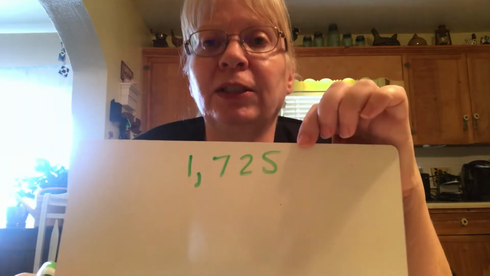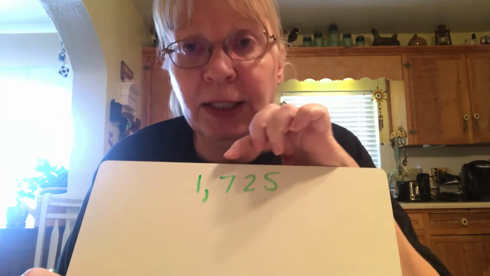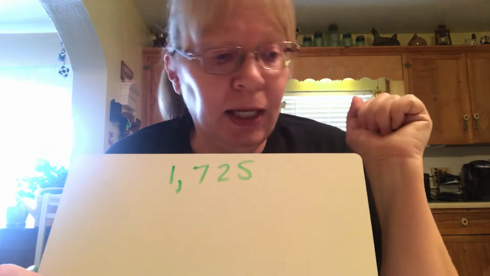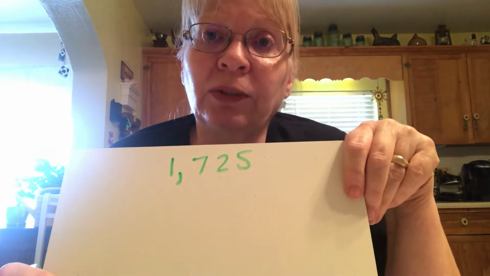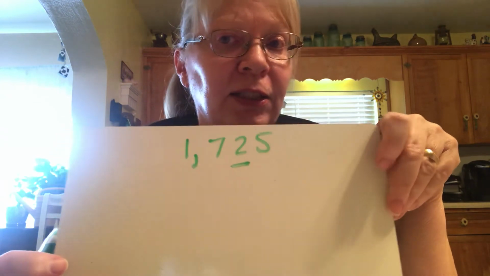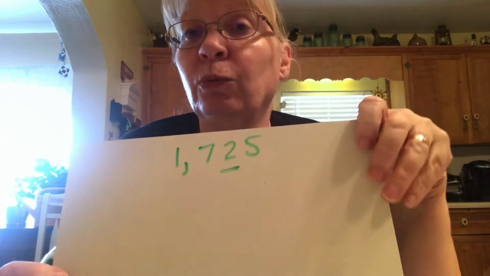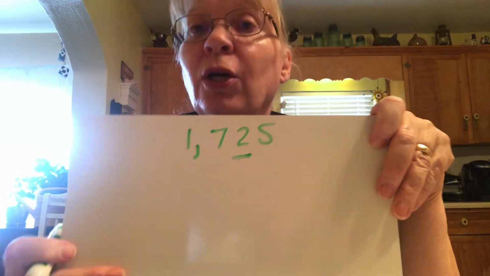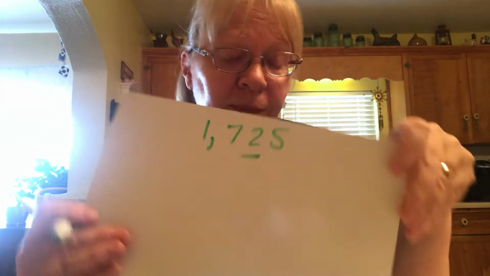The first one is 1,725. So we have 4 places here: the ones, the tens, the hundreds, and the thousands. On this page, I'm supposed to round to the nearest 10. 2 is in the tens place. So the choice is, is it going to be closer to 1,720 or 1,730?